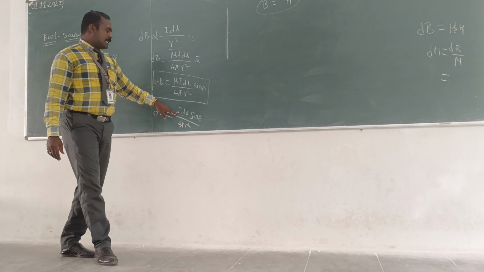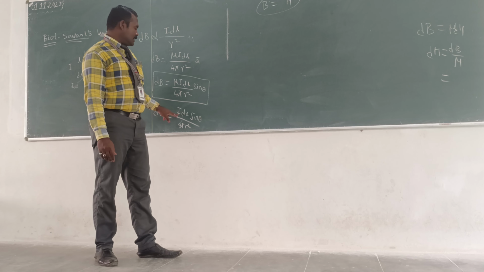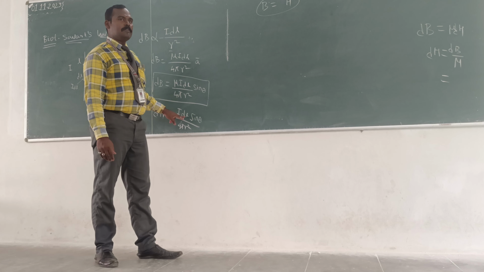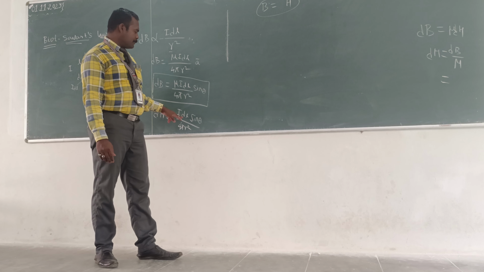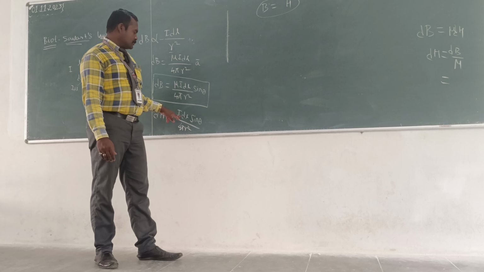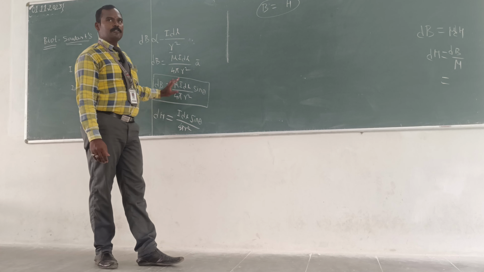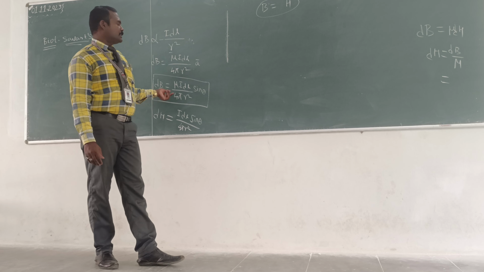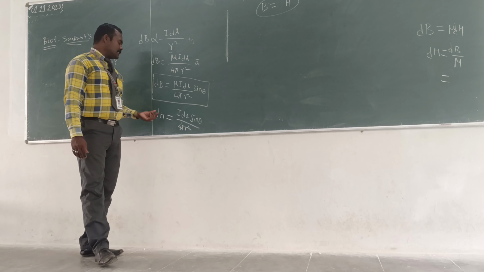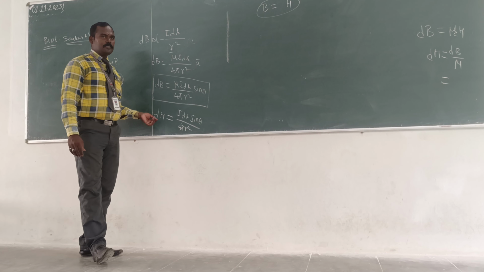Here the current element we are considering may also be called the ampere current element. This is the actual expression of the Biot-Savart law. Through this law, you can easily find the magnetic field intensity as well as the magnetic flux density. Okay, thank you.